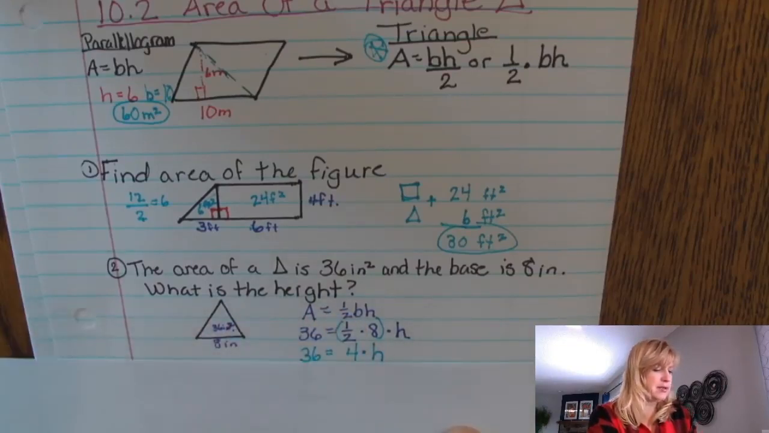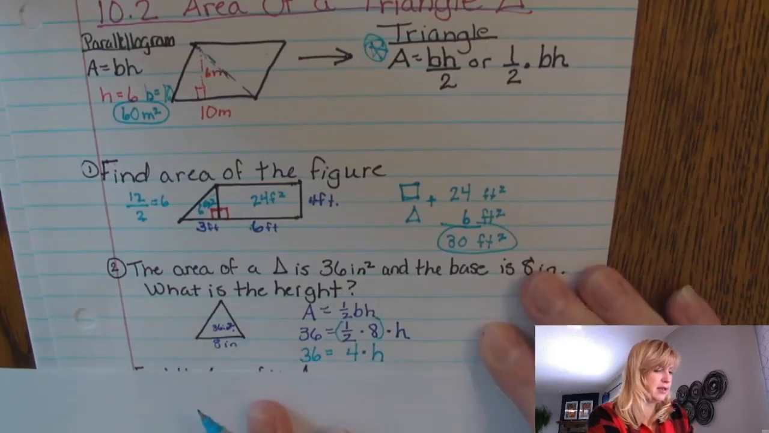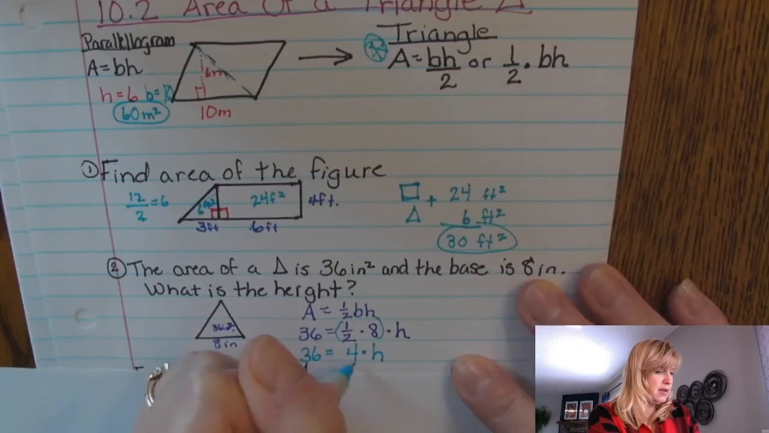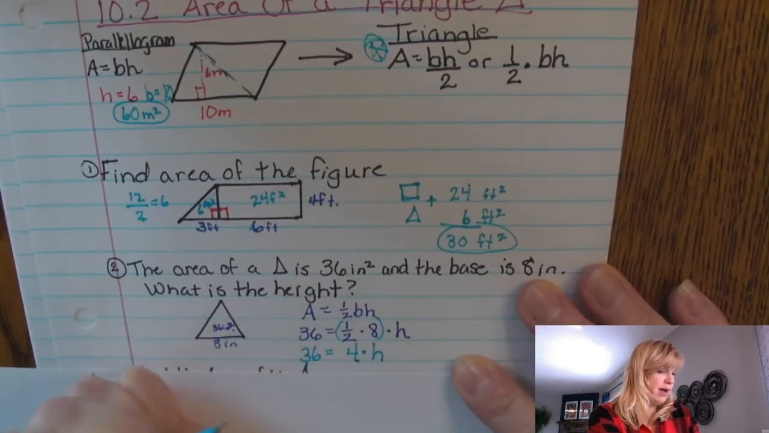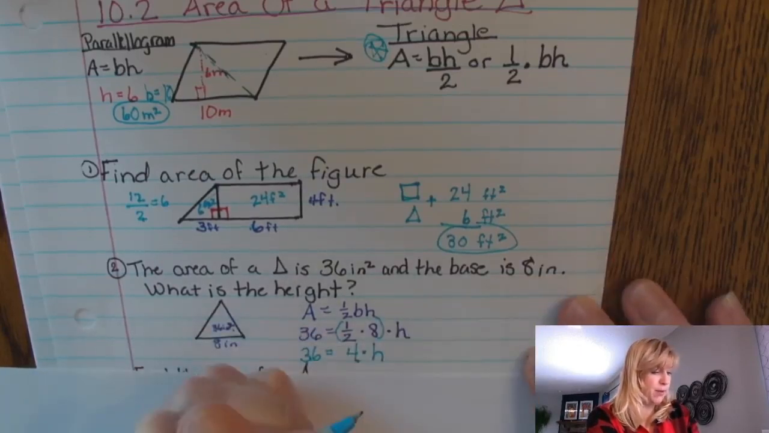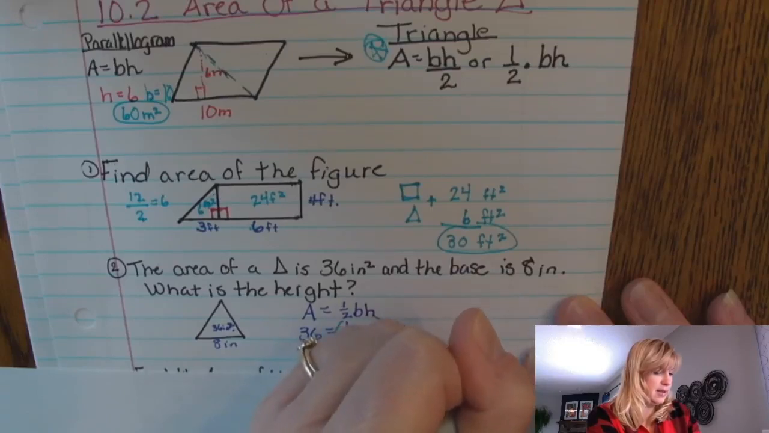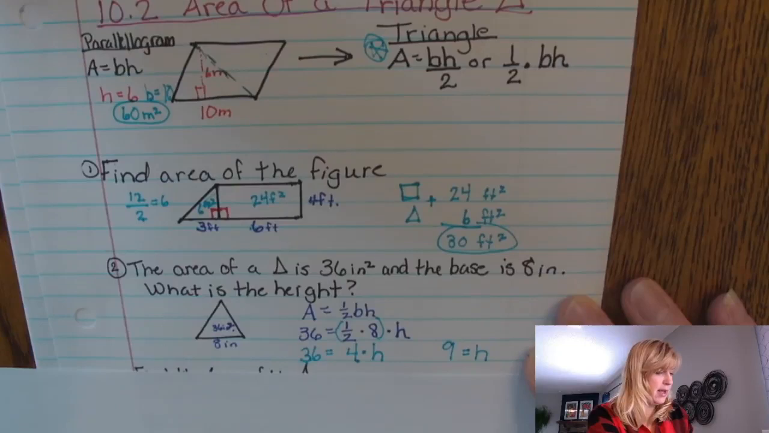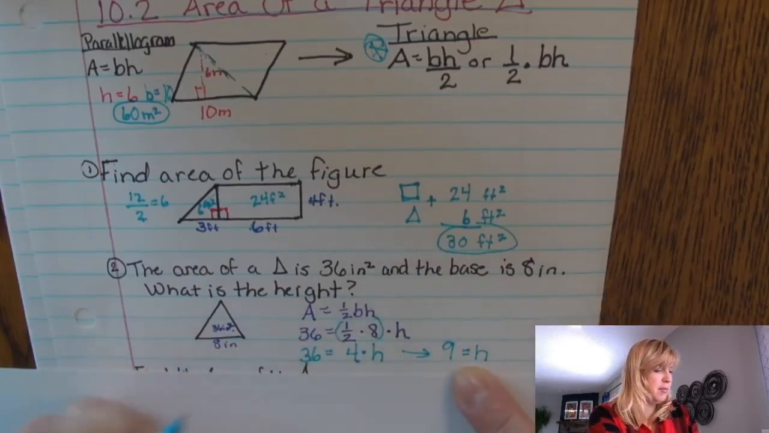Well, here's where it gets really nice, because all I need to do is divide both sides by 4. If I divide this by 4, I get 1, and if I divide this by 4, I get 9. So 4 times 9 is going to equal 36, but we're not done yet.